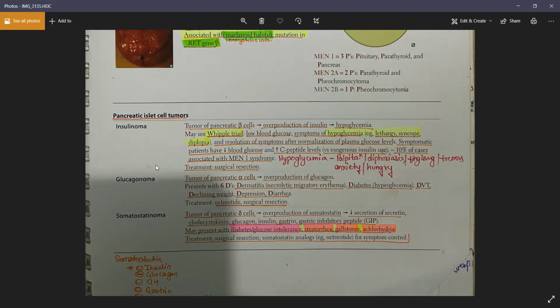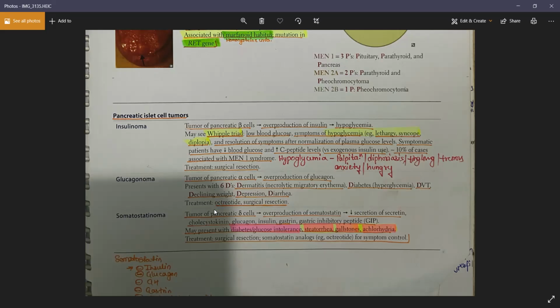They can also ask what other symptoms could be present, which would be deep vein thrombosis and weight loss. Treatment would be to give the patient octreotide, because you already know somatostatin is an inhibitor of glucagon. The second option would be to remove it surgically. Any doubt on the glucagonoma?